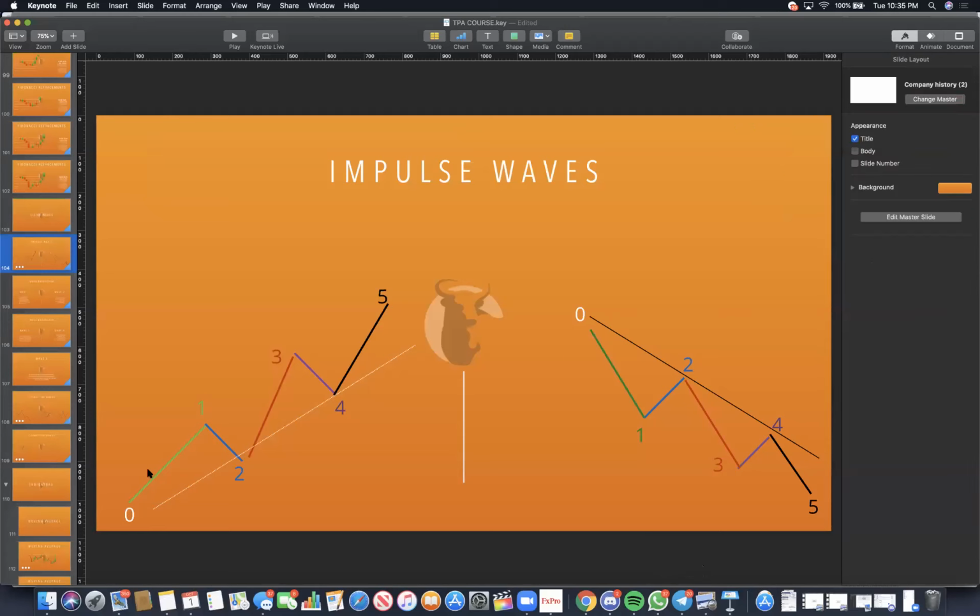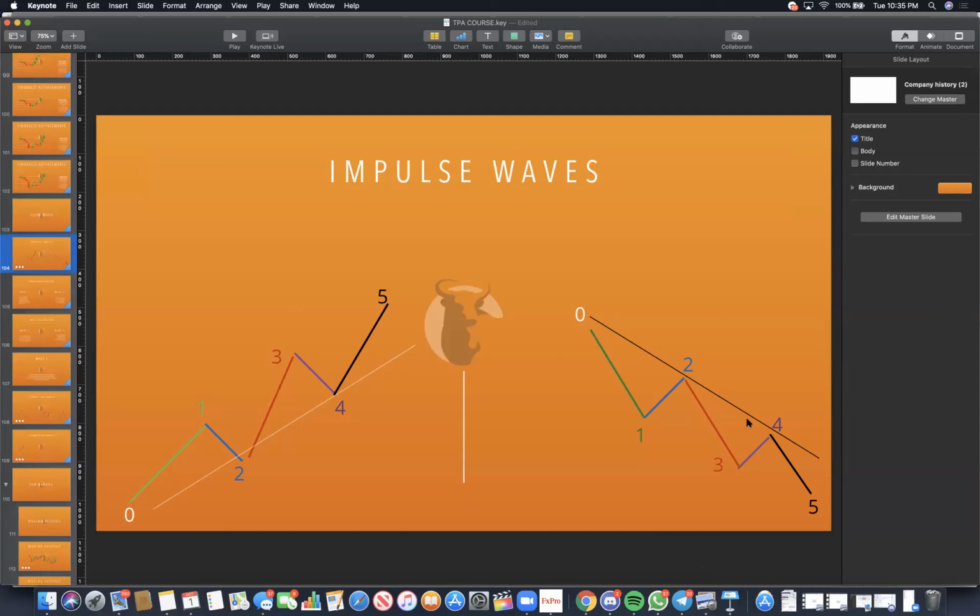Moving forward, the first wave is the initial move to the upside. The second wave is the correction. The third wave is the next move to the upside. The fourth wave is the correction, or the retest, as we say, right? And the fifth wave is the next move to the upside.